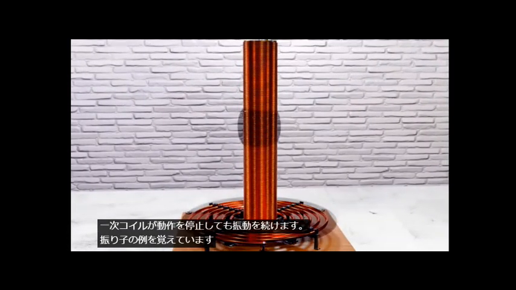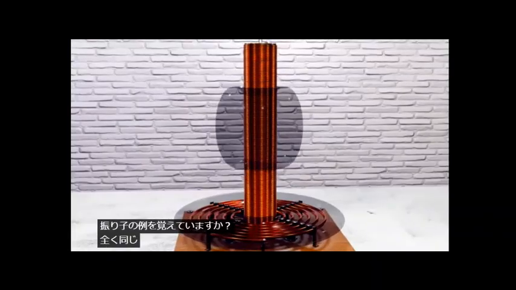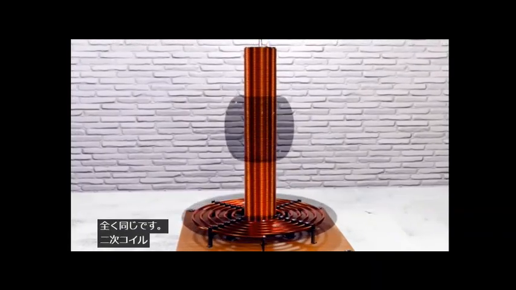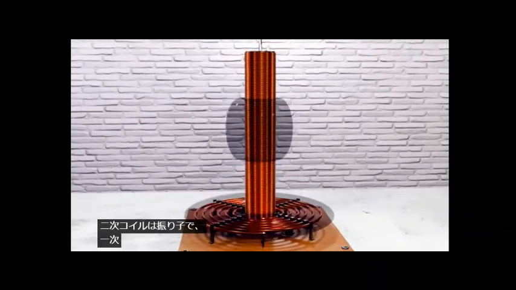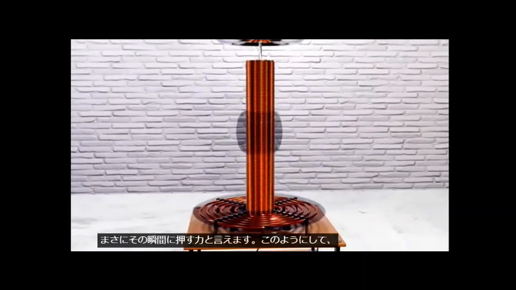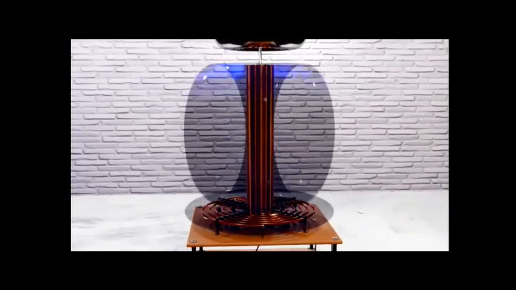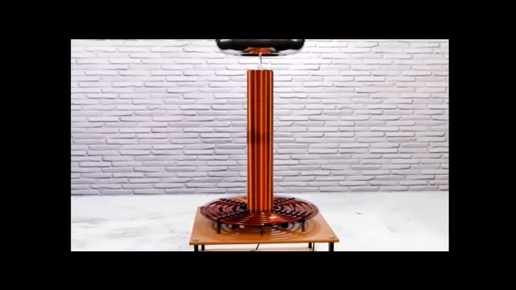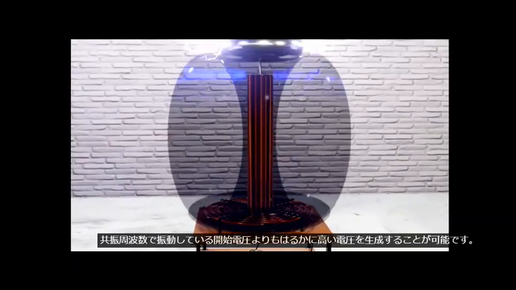Do you remember the pendulum example? It's exactly the same. We could say that the secondary coil is the pendulum and the primary coil is the force that pushes at the exact moment. In this way it is possible to generate a much higher voltage than the one that had been started and which is also oscillating at the resonant frequency.